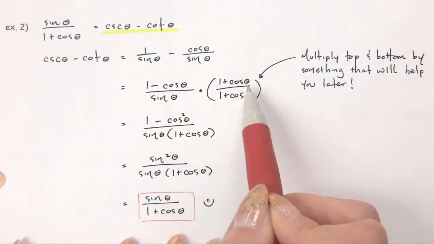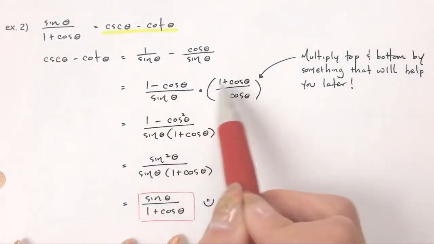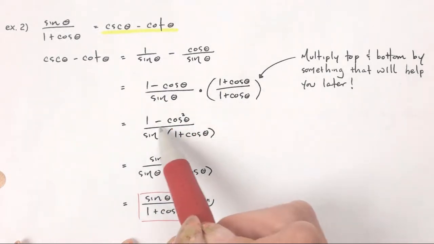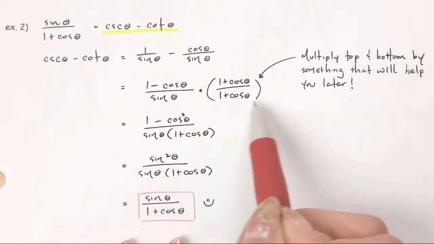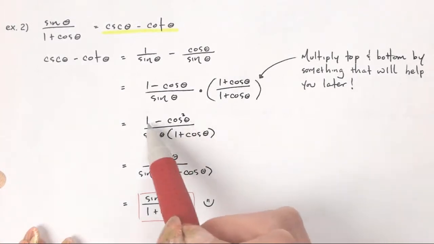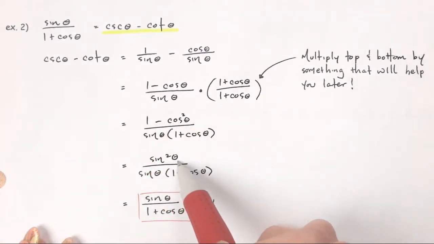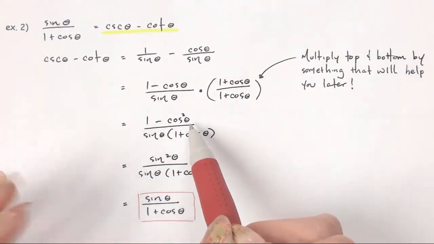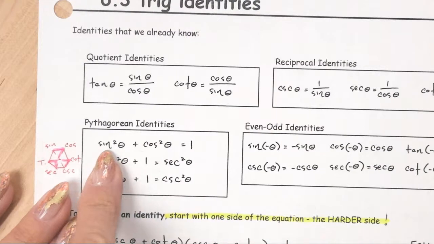And then when I multiply the top, again, I have that situation where I have a minus b times a plus b, and that gives me a squared minus b squared. On the bottom, I have this. And then on the top, I realize this is just sine squared theta. How did I get this? I used my Pythagorean identity right here.